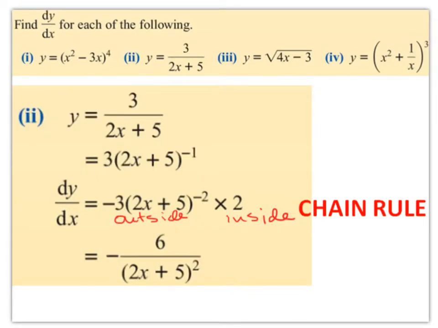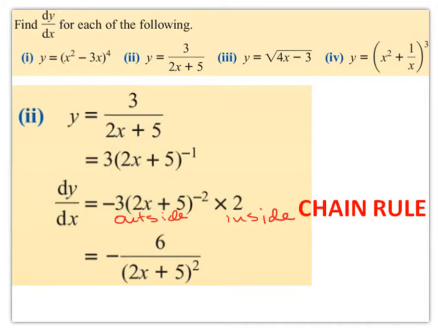Number 2, y is equal to 3 over 2x plus 5. So the first thing we're going to do is rewrite y equals 3 over 2x plus 5 as 3 times (2x plus 5) to the power of minus 1. So we're just using our indices laws.